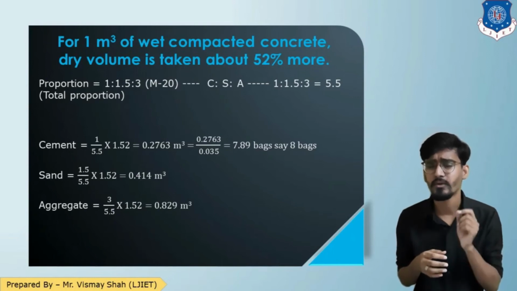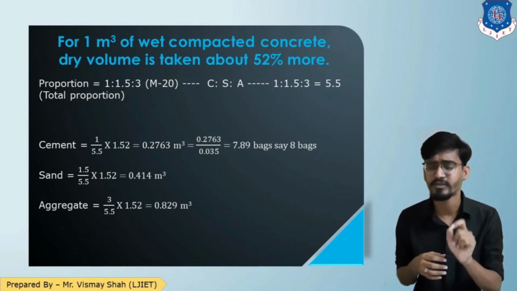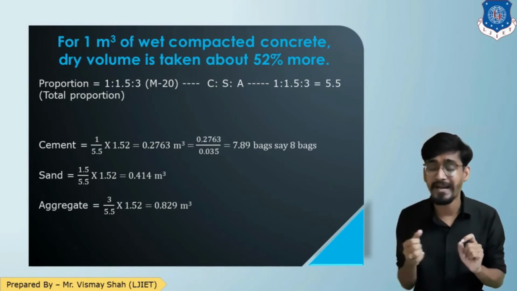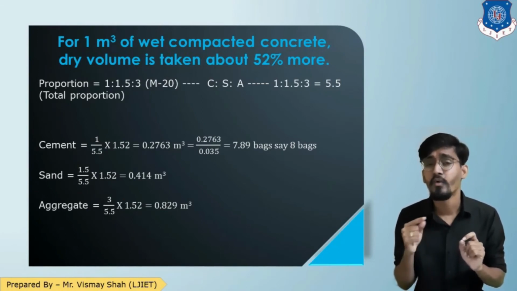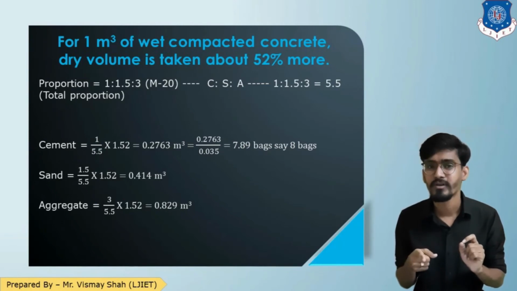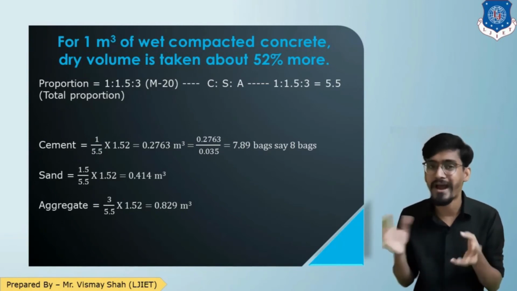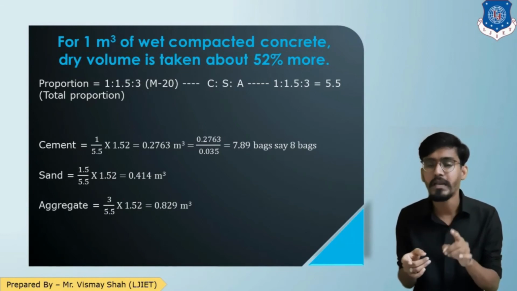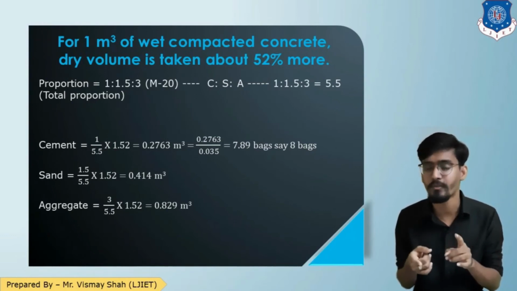Now, to separate the cement, sand and aggregate, we need to follow the same procedure as we did in the brickwork. To get the quantity of cement, the proportion was 1, total proportion was 5.5, so 1 divided by 5.5. Now we are separating it from the volume of the dry concrete, because we need to add up the cement in dry quantity. So the quantity of the concrete should be taken as dry quantity, that is 1.52. So 1 divided by 5.5 into 1.52, that will give us 0.2763 cubic meter.